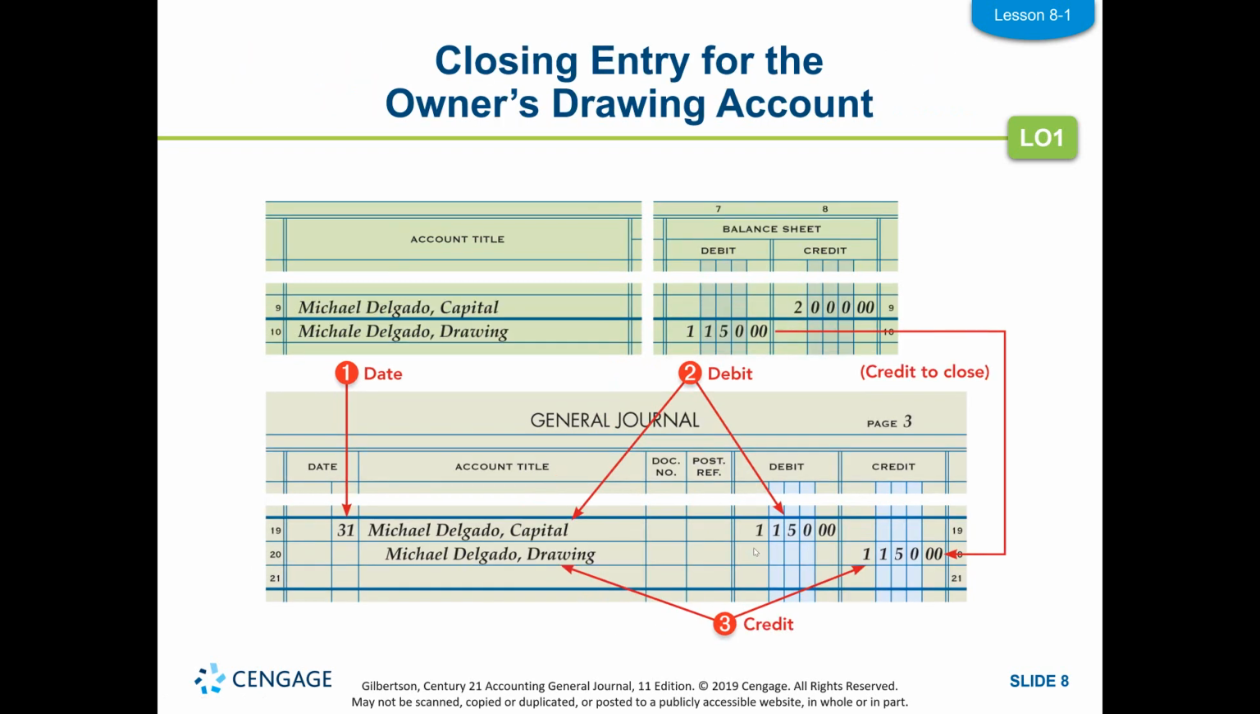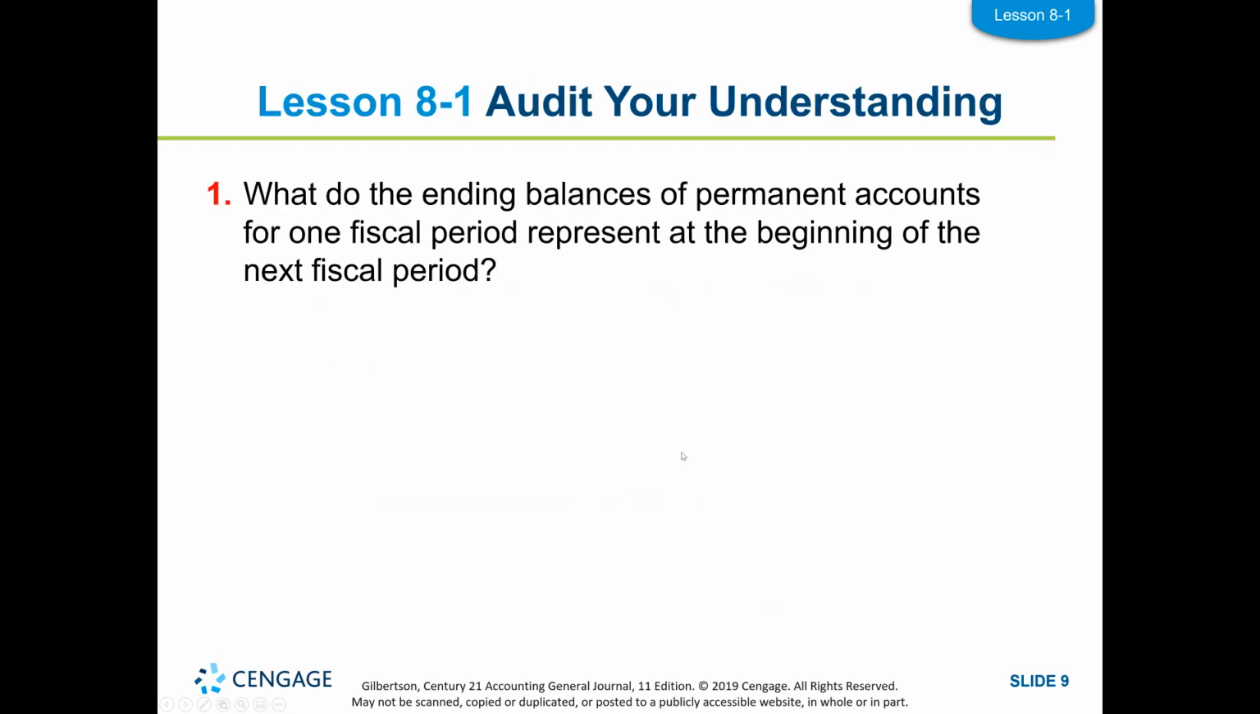My last closing entry, because we have 4 of them, is to close my drawing account. Drawing is a contra account to capital. So we can see right here on my balance sheet column of my worksheet, Michael Delgado Drawing has a debit balance of $1,150. I need to get it to zero. So I have to credit drawing $1,150. That means I am going to debit capital $1,150 as well. Drawing gets a zero balance. Capital goes down by the amount that the owner withdrew from the business.